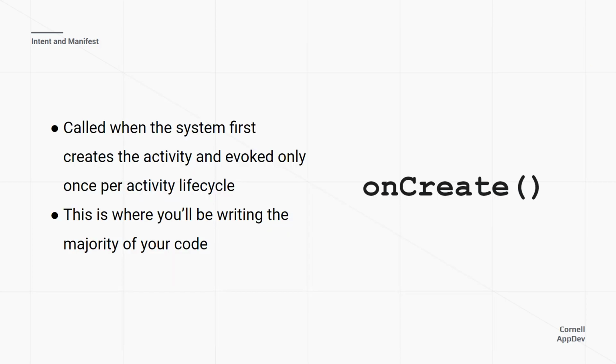For the most part, you really only need to be changing code inside onCreate. This is called when your activity first starts, and it's only invoked once every time your activity is created. So if your activity is paused or in the background, but not necessarily destroyed, you won't be calling code again inside this method.